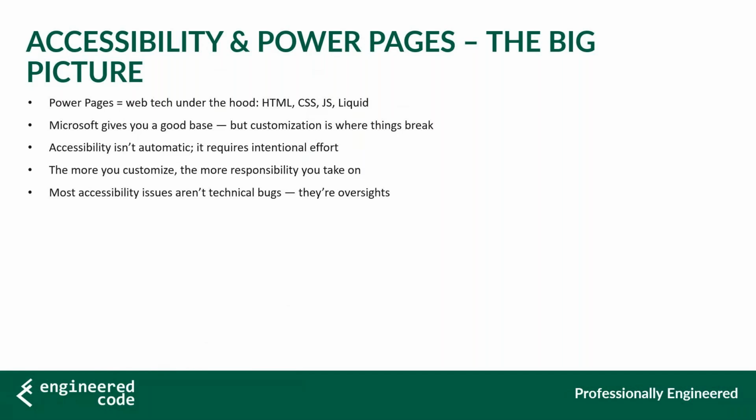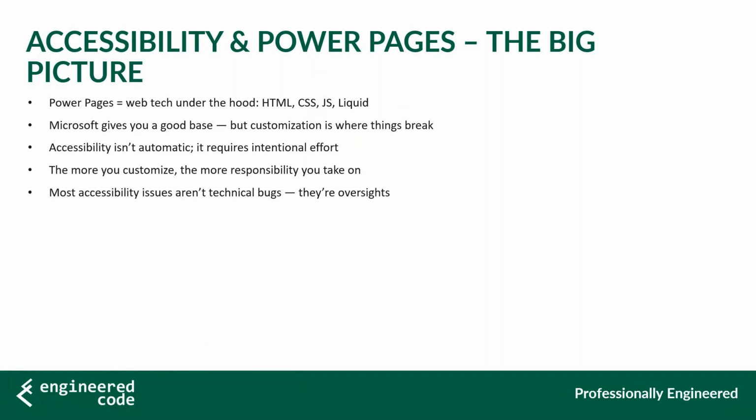Now, Microsoft gives you a solid starting point. Most of the out-of-the-box components like your forms, lists, and grids are generally decent when it comes to accessibility. They've made improvements to semantic markup, ARIA attributes, and keyboard support. But the moment you start adding custom JavaScript or custom code, any custom modals, overriding styles, or any third-party components, that's when you're in charge. The framework won't stop you from introducing inaccessible experiences. That's on us.